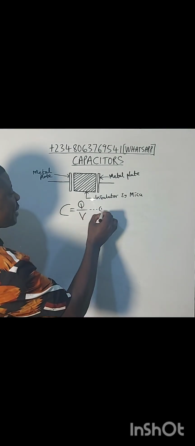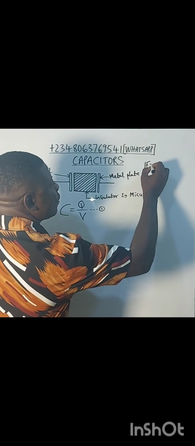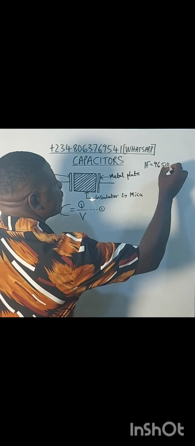Let me call this equation 1, where Q is the charge in coulombs, V is potential difference in volts, and C is the capacitance measured in farad. And the farad is a very large quantity in physics because 1 farad will give us 96,500 coulombs.